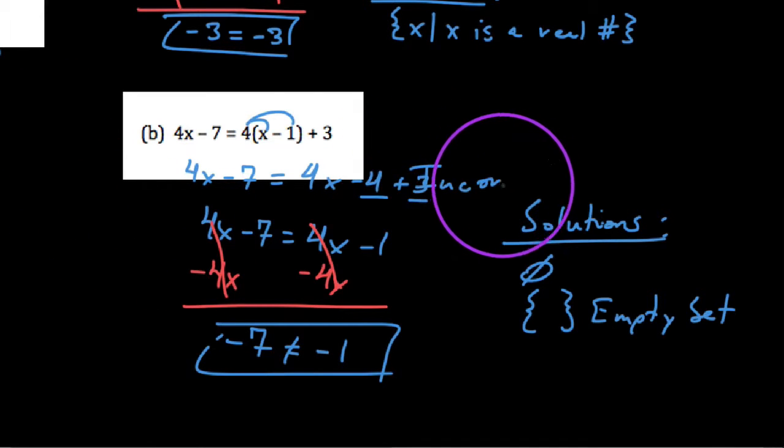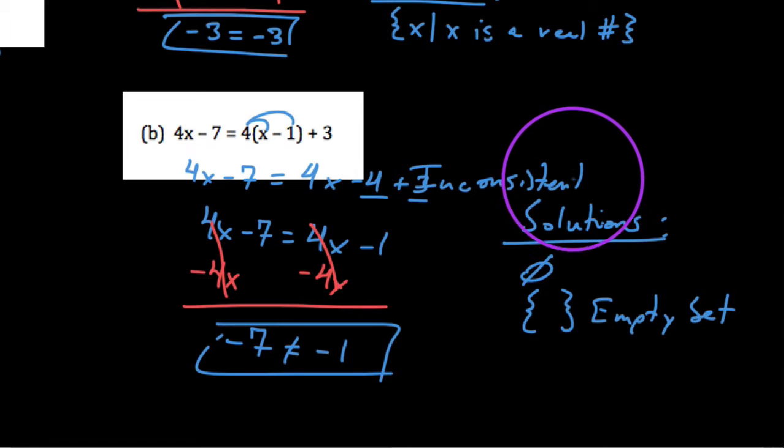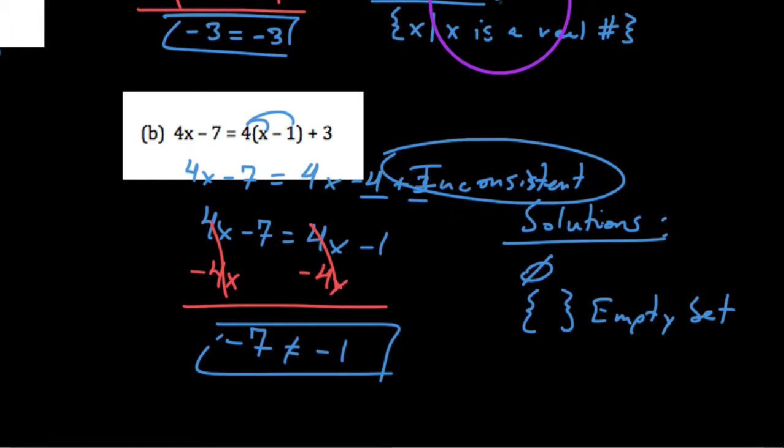I suppose I'm supposed to write that. Inconsistent. Poor handwriting, I apologize here. Whereas this up here, we'd say that this is an identity equation. If we had gotten just a finite number of solutions, we'd say conditional.